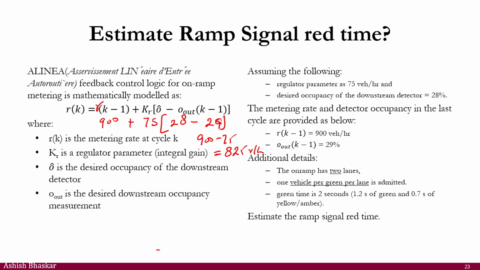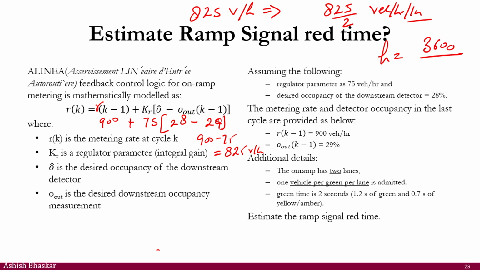Because you have two lanes, what you can do is, you convert that 825 vehicles per hour into 825 divided by 2 vehicles per hour per lane, right? You can do that. So from here you can find the headway. Headway should be 3600 divided by 825 by 2 seconds. That's the headway, right? So that is the headway you should be specifying, and that turns out to be 8 point something.